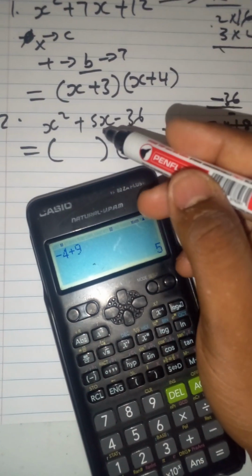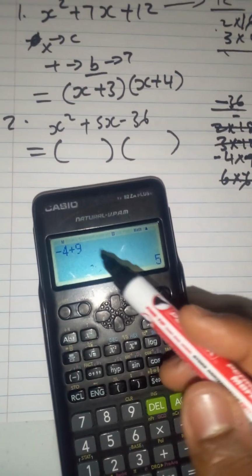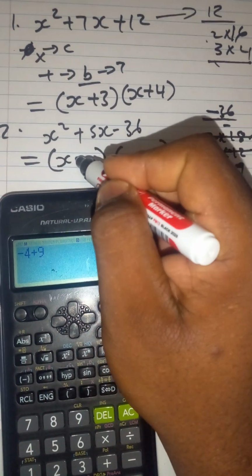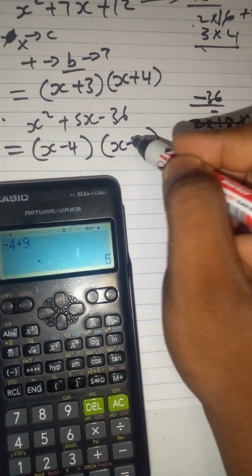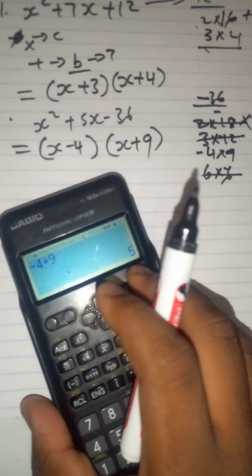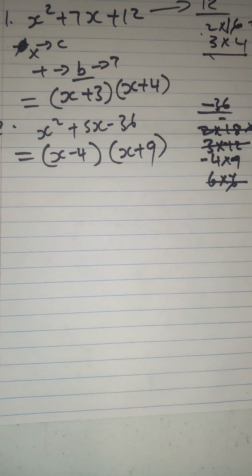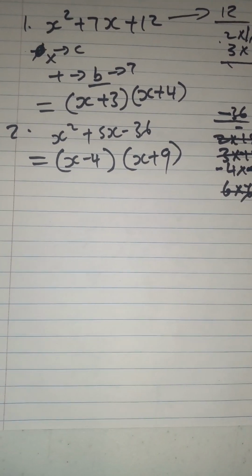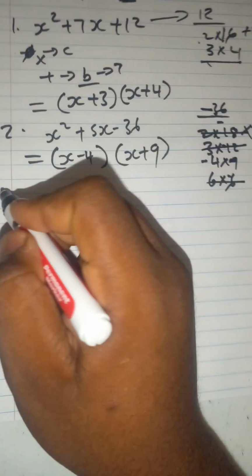Because here I have what? Positive 5. So meaning that negative 4 must be negative. So this one will be what? x minus 4 and then x plus 9. As you can see there. Is it fine? That's how it is. So now we are gonna continue to the next example. Let's go to the last one.